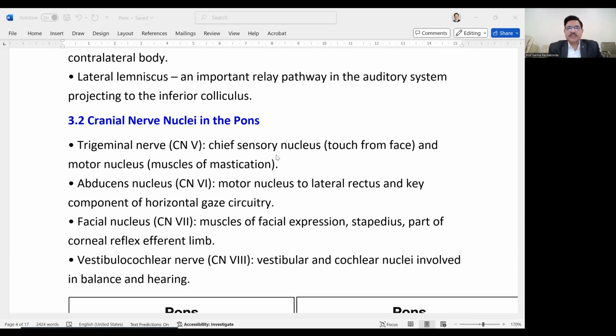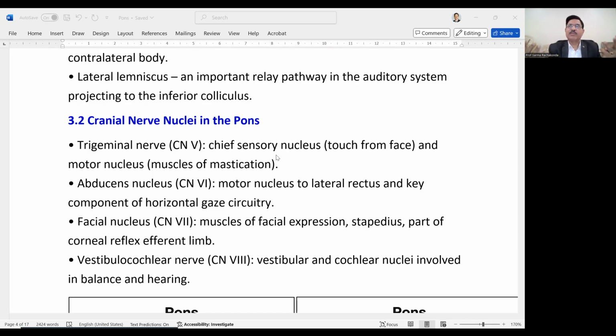The abducens nucleus is the sixth nerve nucleus. Why is it called abducens? It produces abduction of the eye. The sixth nerve is an abductor of the eye. It takes the eye away from the center. It abducts the eye. That's why it's called the abducens nerve. Why is it called the trigeminal nerve?